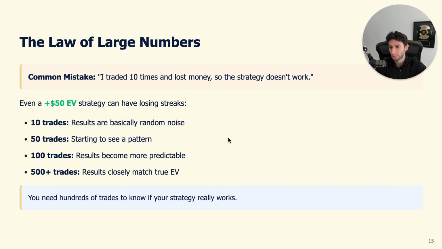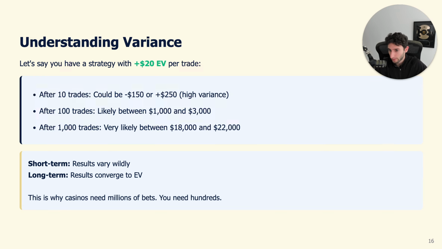Another big mistake most people make is thinking that, if you traded 10 different times and lost money, the strategy doesn't work, but that's not the case. There is something called the law of large numbers, and this means that you need a lot of trades to happen to see the EV actually play out, right? Even a $50 EV strategy can have losing streaks, right? If you have 10 trades, it doesn't really mean anything. If you're trading more than 500 times, that's going to give you a much better chance of showing you exactly what EV can actually look like, okay?